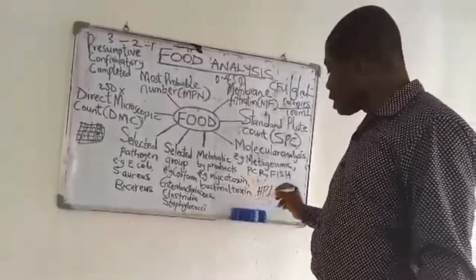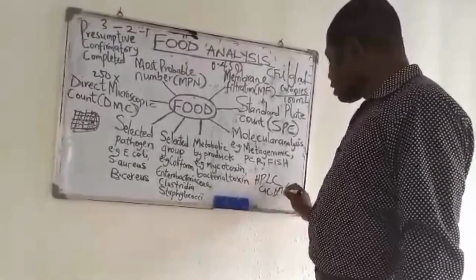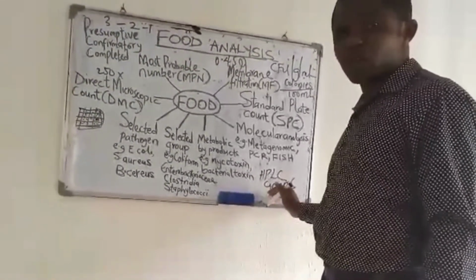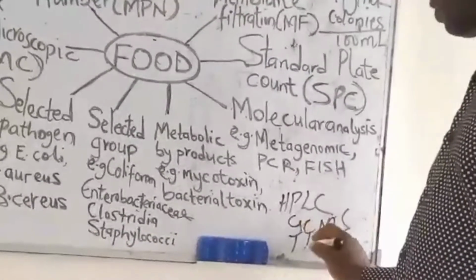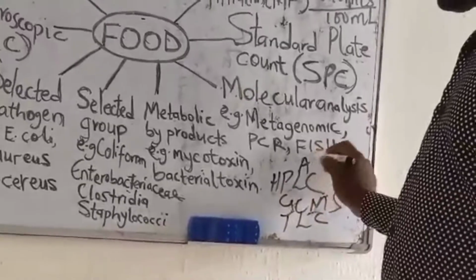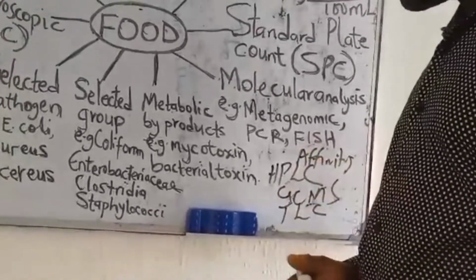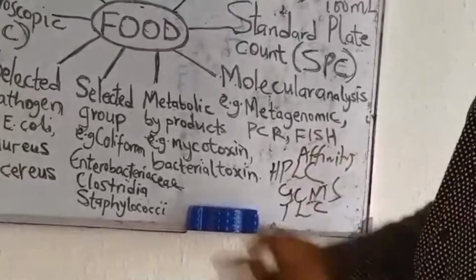GCMS, gas chromatography mass spectroscopy, can also be adopted. Thin layer chromatography, TLC, can be adopted. Affinity chromatography too can be adopted, and then be used to detect the presence of these toxins in these samples.